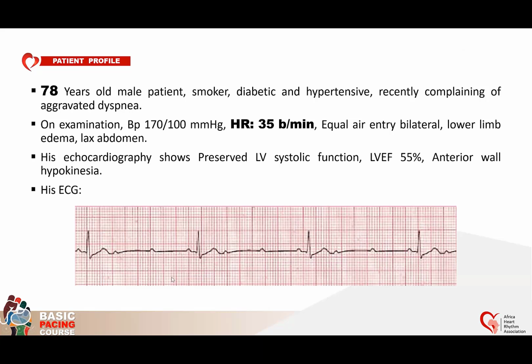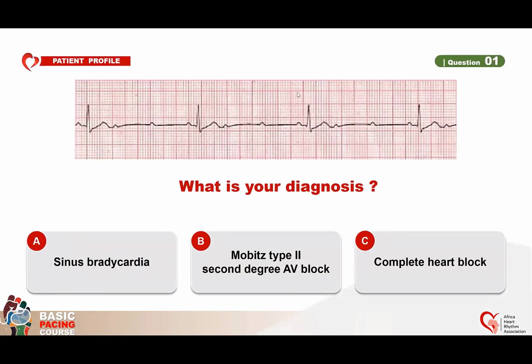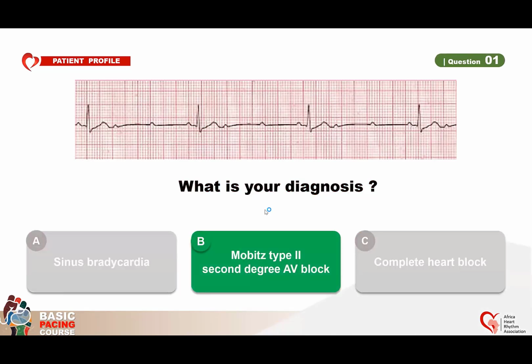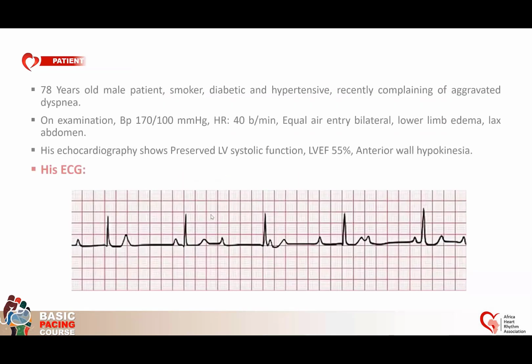It's a classical, simple example of high-degree AV block, where we can see AV association and evidence of AV conduction, but with 2 or more blocked P waves not conducted to the ventricle. And this is a classical second-degree Mobitz type 2 AV block.